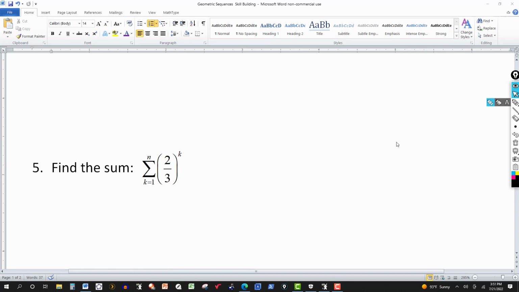Find the sum. So you can see that if I let n be 1 here, I get 2/3. If I let n be 2, I get 2/3 squared, and so on. So you can see that the first term is 2/3, and the common ratio is also 2/3. That's what we're multiplying by. So again, in this one, since we don't have actual limits, we're going to express the answer again in terms of a variable.